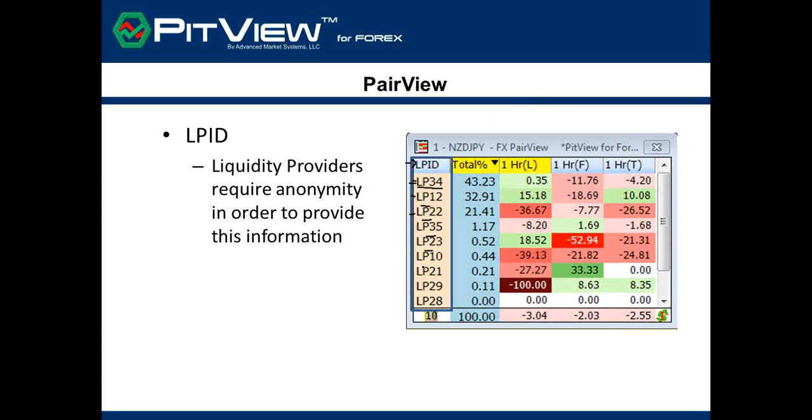They require anonymity, so we can't tell you which banks they are. We just assign them an identification code. Or else they probably wouldn't allow us to disseminate the information if we actually showed the names of the banks.